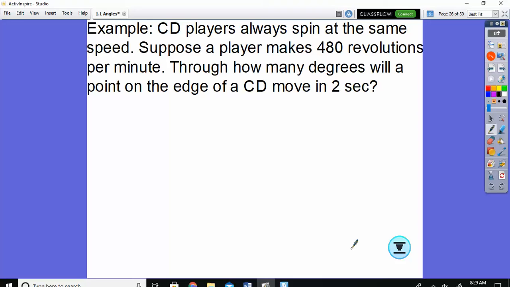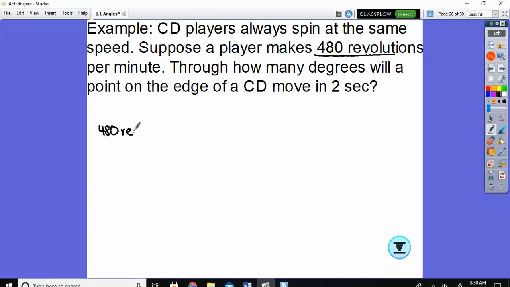Alright. One more. CD players always spin at the same speed. Suppose a player makes 480 revolutions per minute. Through how many degrees will a point on the edge of the CD move in 2 seconds? You guys want to try it on your own first? Or do you want to just jump in together? Nobody has an opinion? I said we do it together. Alright.